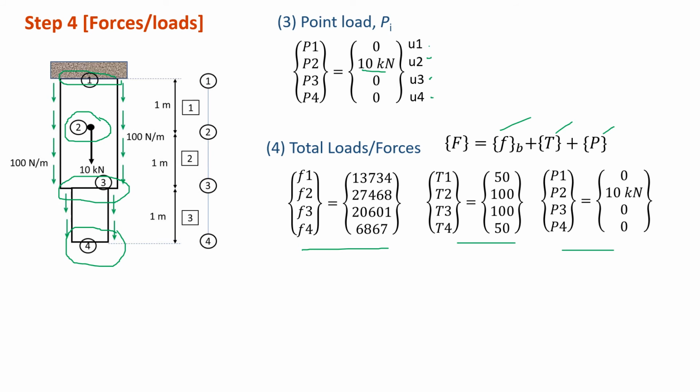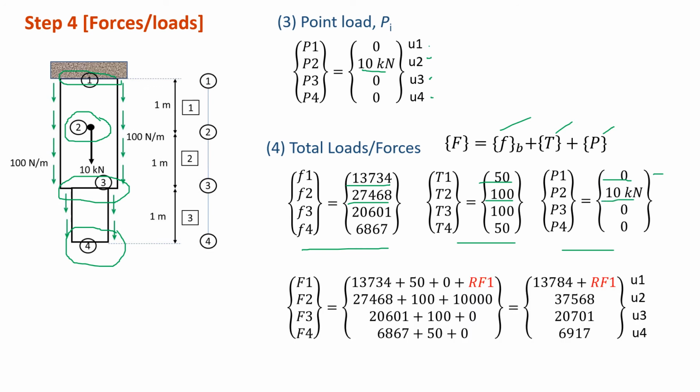Okay, according to row, meaning that the first row is for U1. So you just need to add all these values for U1. For U2, it is this value according to the row. When we add them, we have the total force at node 1, node 2, node 3, and node 4.